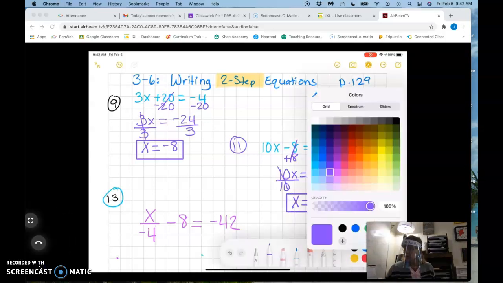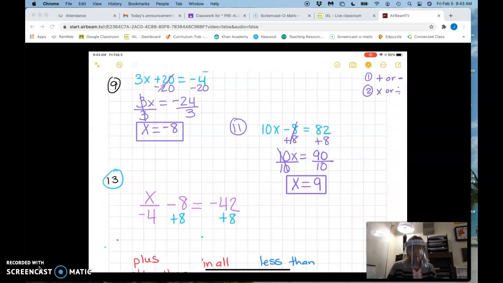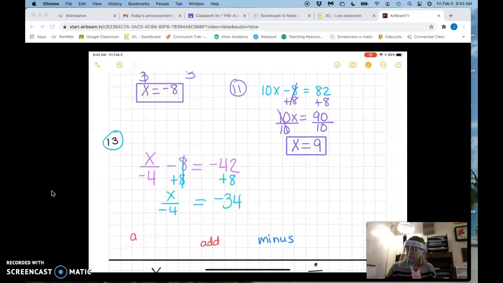So plus 8, and then you do plus 8 to the 42 as well. Nice. I have to use the calculator. 42 plus negative 34. Negative 34. Good. So you drop negative 34, and then equals x over negative 4. Nice. And then from there, you do negative 4 and you times it by both numbers.